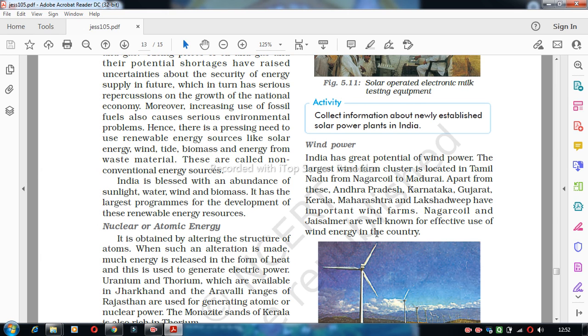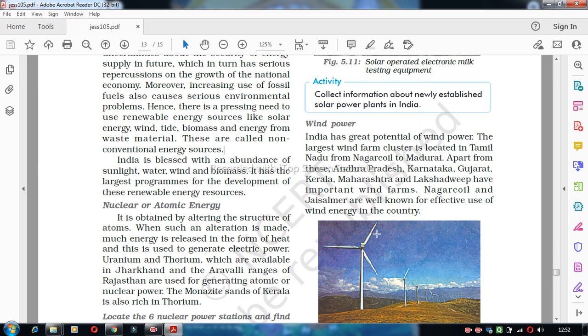Just like you are knowing about the solar cooker also, right? At our home we are having the water heater also, they run with the help of solar energy.